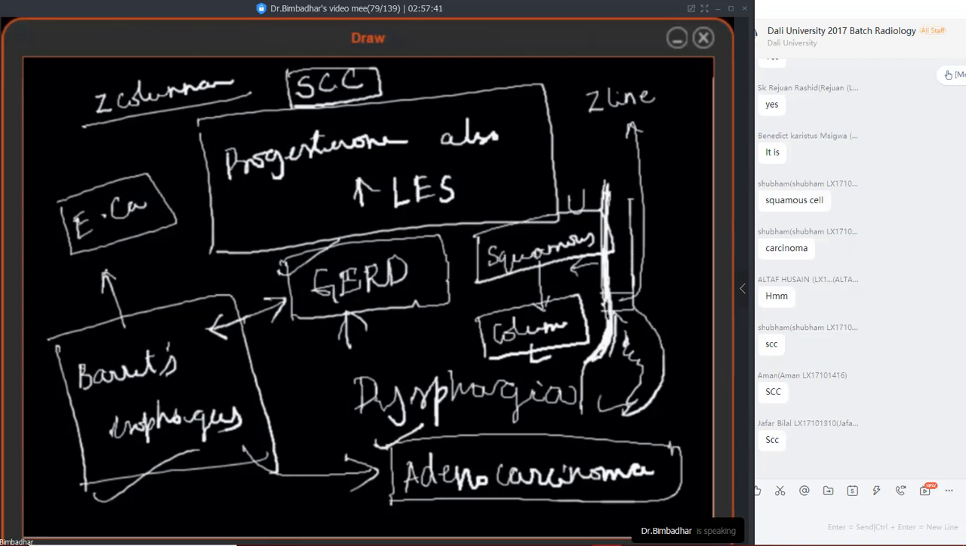Squamous cell, perfect answer. What is the most common type of cancer that is involving the distal parts of the esophagus? Adeno. Okay, what is the risk factor for esophageal adenocarcinoma?